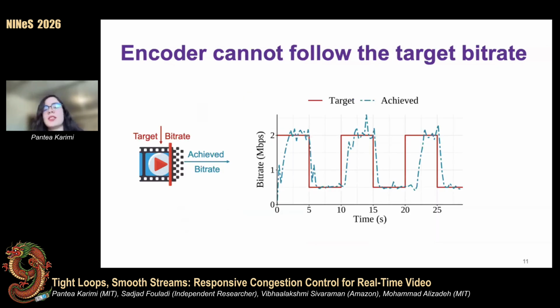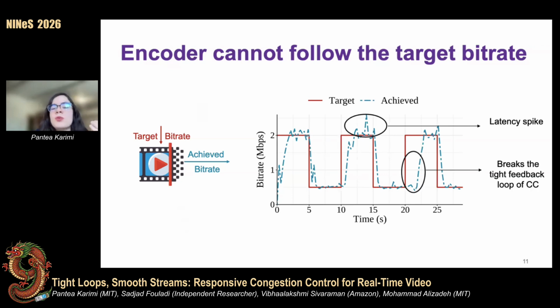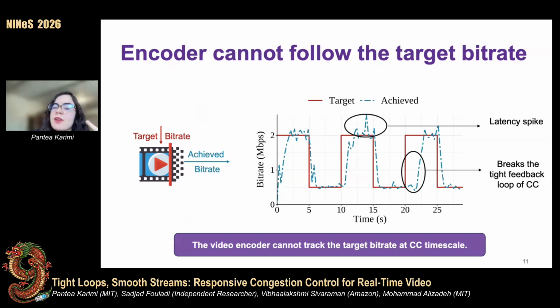The culprit is the video encoder. In this figure, we supplied the encoder with a target bitrate, the red line, and we measured the achieved bitrate in the blue line. When the target suddenly drops, the encoder needs a few seconds to catch up. It can overshoot, which causes latency spikes, and it can undershoot, which breaks the tight feedback loop of congestion control. So even if you have a very good congestion controller that makes fast decisions, the encoder cannot execute at that time scale.